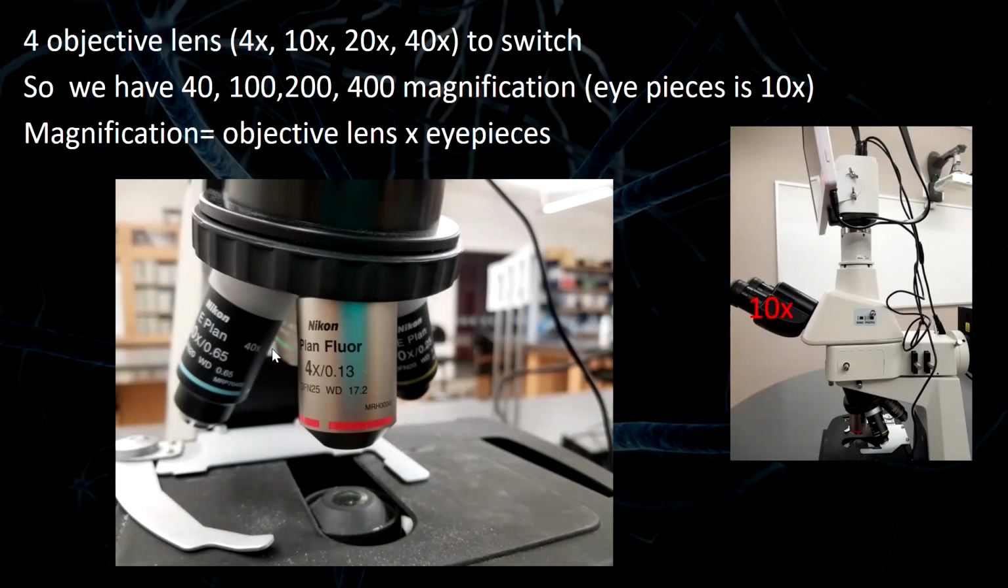Okay, let's take a look at the microscope lenses. This microscope has 4 objective lenses. The lowest magnification is 4x, and then you have 10x, 20x, and 40x. Because our eyepiece is 10x, we have 40, 100, 200, and 400 magnification. So how do you calculate the magnification? It is the objective lens power times the eyepiece power.